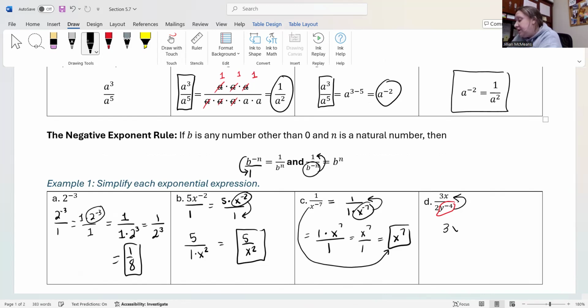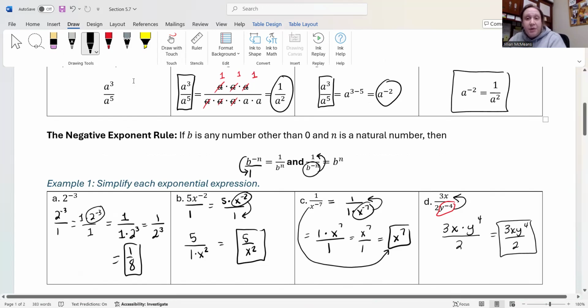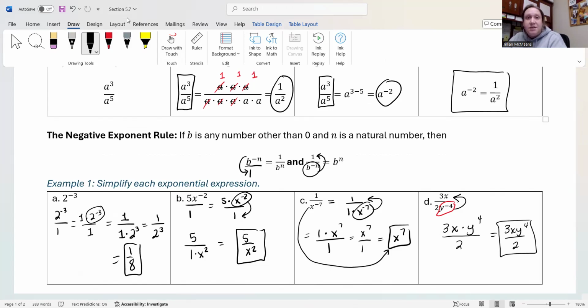So we still have 3 times x in the numerator, but now we have y to the 4th. The exponent becomes positive when it changes places in the fraction. We left a 2 behind. So this becomes 3xy to the 4th all over 2. And that's it. So you definitely see negative exponents from time to time. You're going to see them, honestly, more with scientific notation than anything. But there you have it. That's the basic steps to dealing with exponents that are negative. They just change place in fractions.